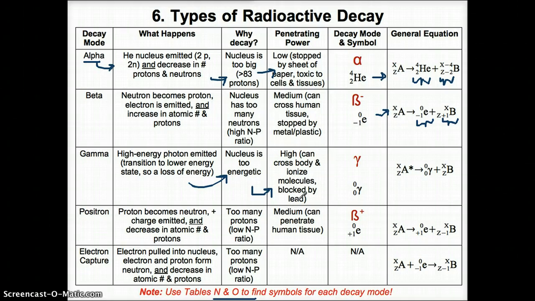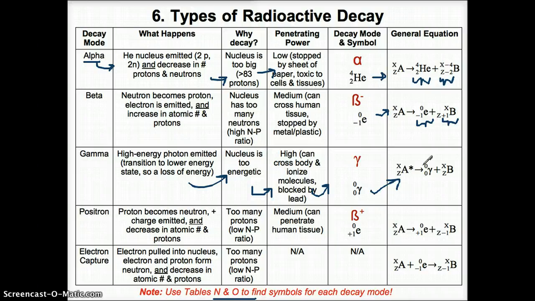It can cross the body and ionize molecules. It's only blocked by something like lead or something strong like that. All right. And the decay mode symbol for gamma is the Greek letter gamma, which looks sort of like a curved Y. And its symbol looks like this, where you have the symbol gamma with mass 0 in the top left and charge 0 in the bottom left. And notice how the mass and charge are not changing. The only thing you're changing here is energy.